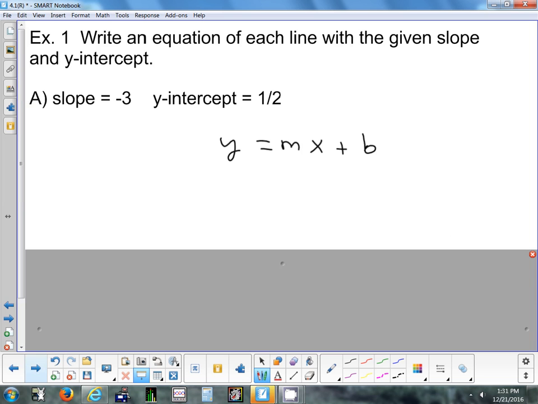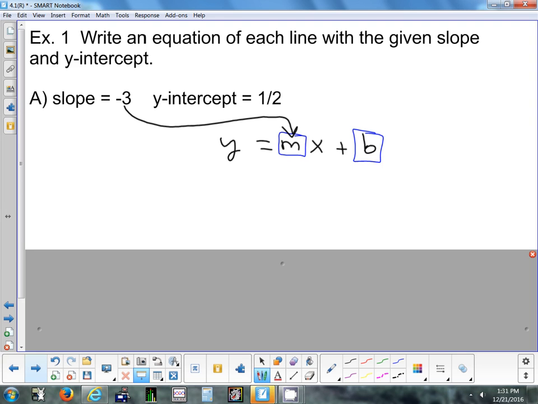What's the first letter I'm going to fill in for? M. We'll worry about what we fill in a second. And the second letter? B. Okay, so now I gotta look at the problem and figure out, did they give me the information I need to plug in for the two boxes in blue? Right? What gets plugged in for the first box? Into that first box, we plug in -3.